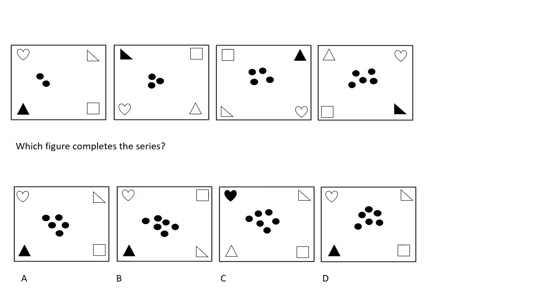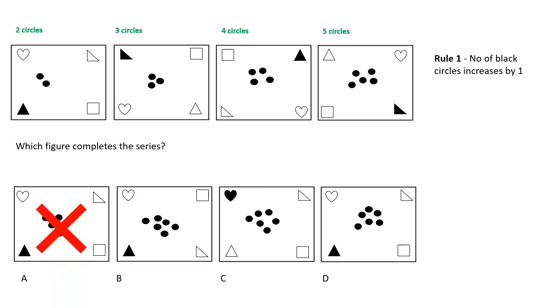Okay, so this question has 3 rules. The first is that the number of circles increases by 1. So in the next figure there should be a total of 6 circles. So we can rule out A. And the second rule is that the black shape moves in a clockwise direction. So we can work out that in the next figure the black shape should be here in the bottom left. So we can rule out C.